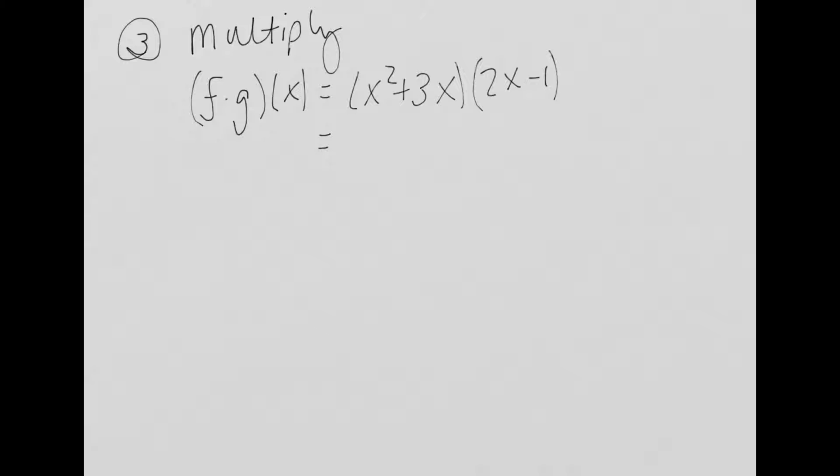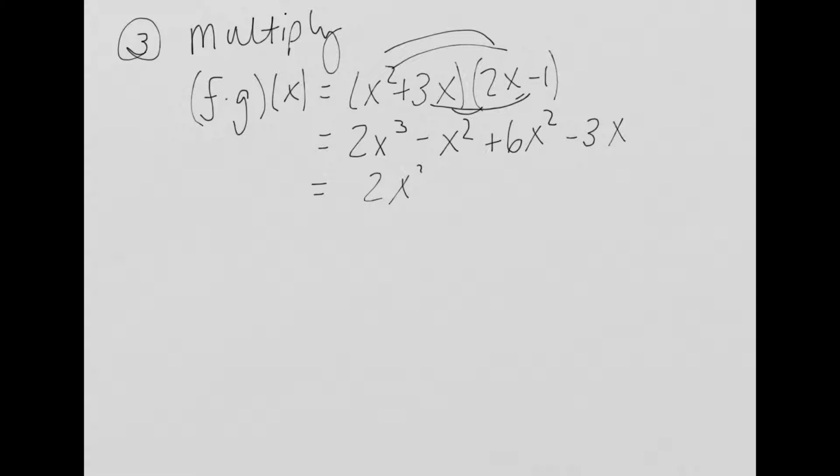And if we want to actually multiply this out, we can. You can see it's going to be 2x cubed minus x squared plus 6x squared minus 3x. So my minus 3x came from that one. And we can combine those two middle terms, so as to get 2x cubed plus 5x squared minus 3x. So that's my multiplication. We also have division.